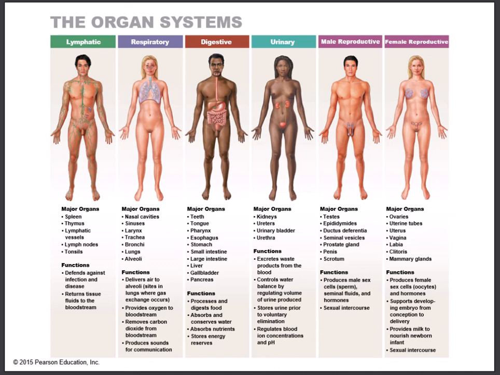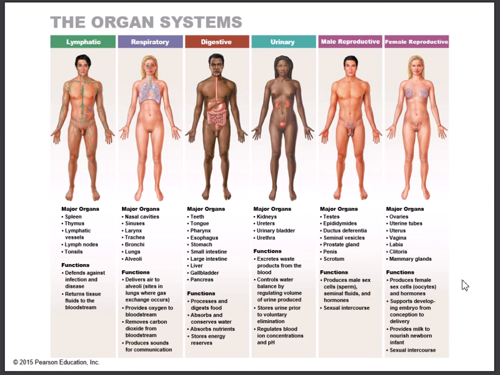Finally, the female reproductive system includes the ovaries, the uterine tubes, right? You may know them as the fallopian tubes, the uterus, the vaginal canal, the labia, which are the folds of skin that help to protect the reproductive system, the clitoris, which is similar to the male penis from the same type of tissue, and then also the breast, which is the mammary glands. So all of these organs we'll study as part of the female reproductive system.